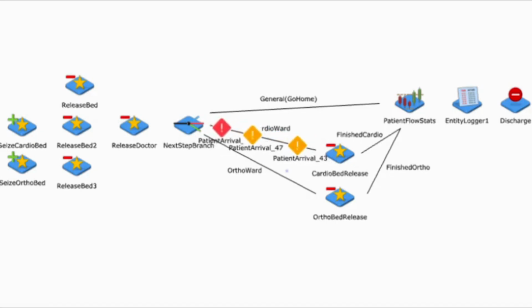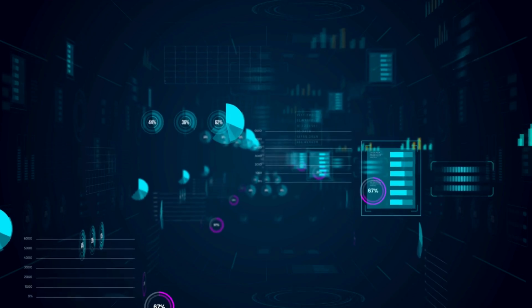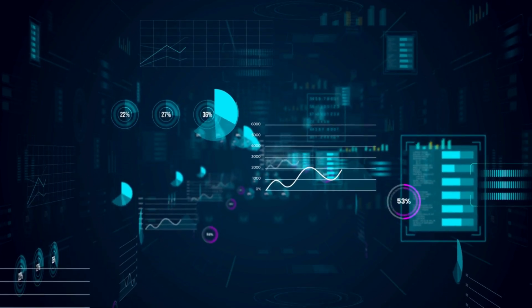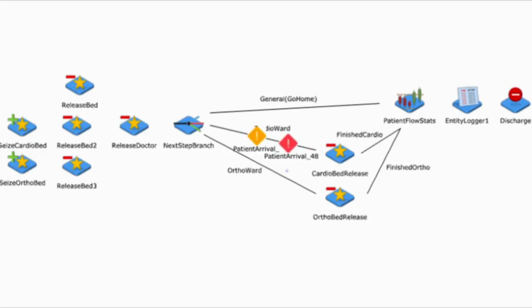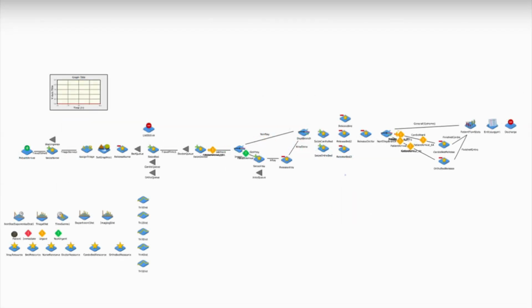All patients, whether from the wards or discharged directly, then pass through the patient flow stats block, which records their total time in the system. Finally, the entity logger captures each patient's triage level and state durations before they exit at the discharge sink.